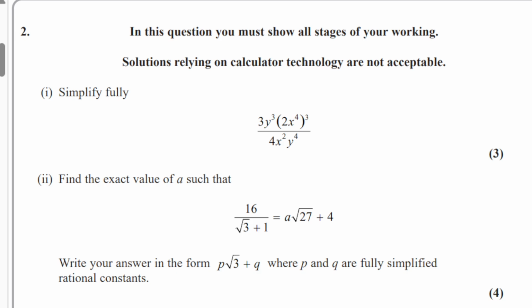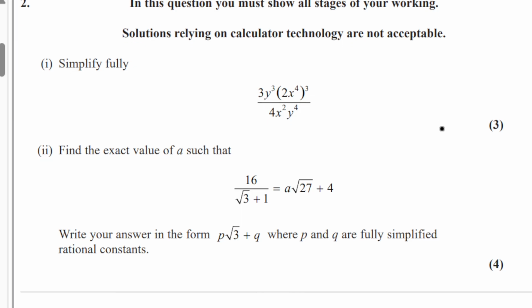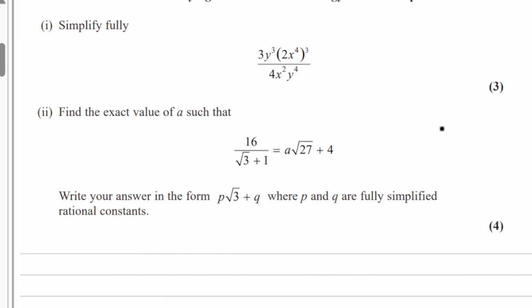Question 2 is 7 marks. This is pure math one. Let's look at the first part. The first part says simplify fully, and before we do that, let's read this instruction here. In this question, you must show all stages of your working. Solutions relying on calculator are not accepted. So this is important.